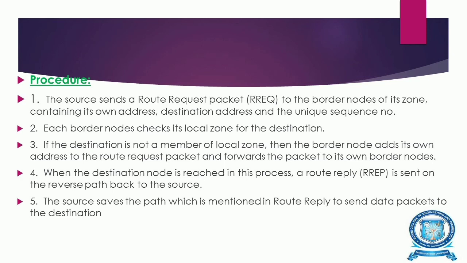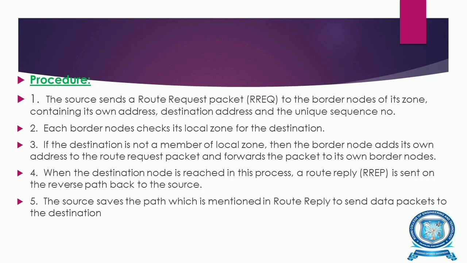The procedure followed is that the source first sends a route request packet, that is the RREQ, to the border nodes of the zone. It contains its own address, the destination address, and a unique sequence number. Each border node checks its local zone for the destination. If the destination is not a member of the local zone, then the border node adds its own address to the route request packet, RREQ, and forwards the packet to its own border nodes.